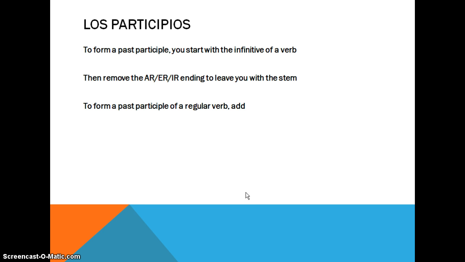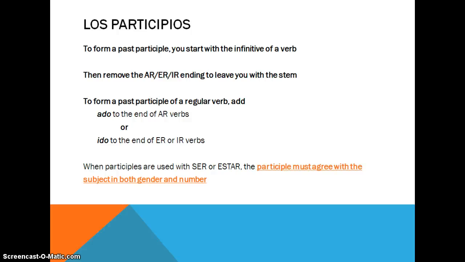To form a past participle, it's really easy. For the normal ones, you're going to take the stem of the verb by removing the AR, ER, IR. That'll give you the stem. And then you're just going to add ado, A-D-O, to the end of AR verbs, and you're going to add ido to the end of IR or ER verbs. When participles are used with the verbs ser and estar, they are basically acting as some sort of adjective, and they must agree with the subject in both gender and number.